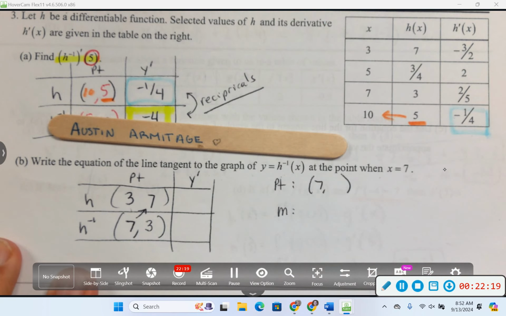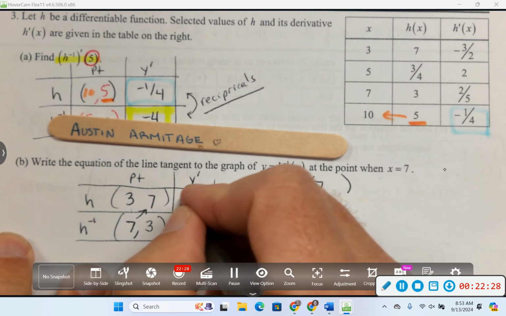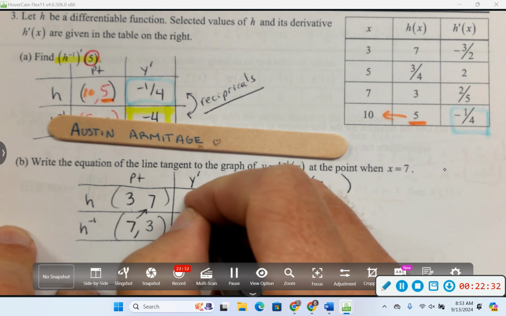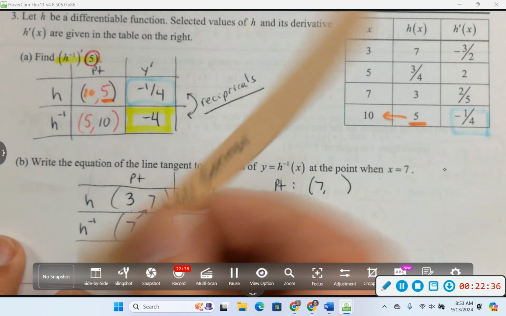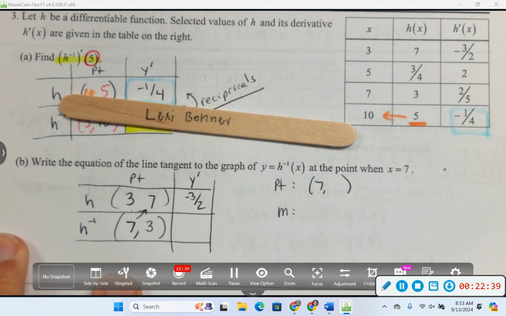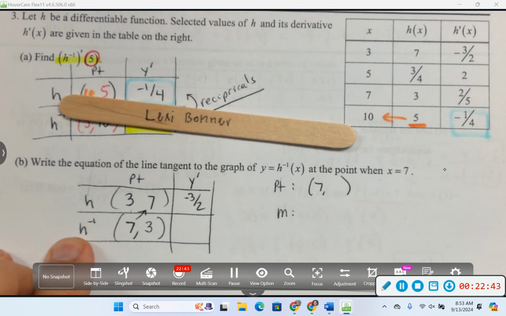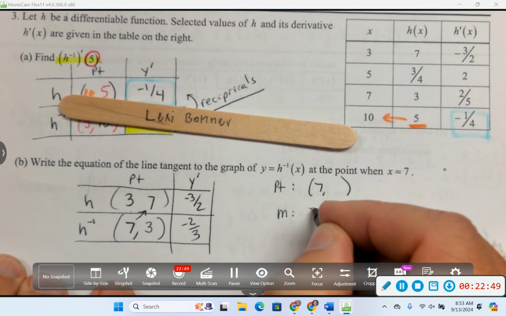Austin, what else can I learn? That h prime at 3 is negative 3 over 2. I like it. H prime, yep, at 3 is negative 3 over 2. Oh, we're almost there. Therefore, Lexi, what's the derivative of the inverse of h at 7? Negative 2/3. And that's what we wanted.